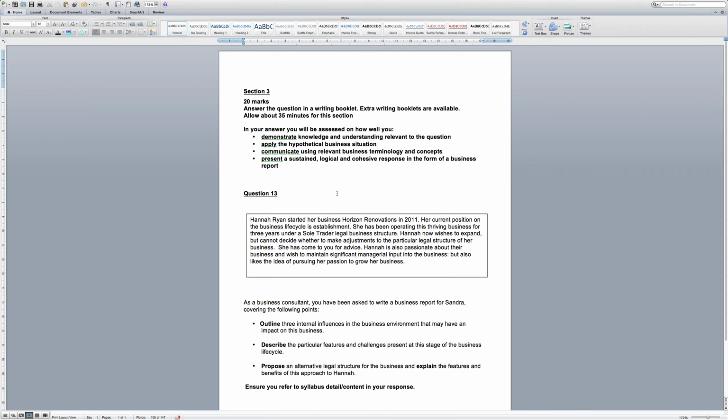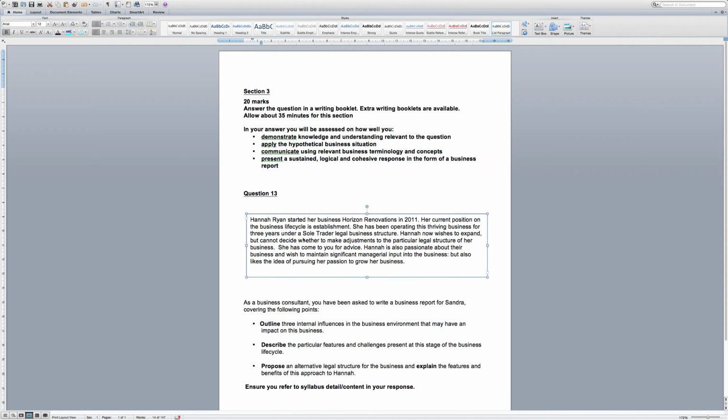The next two are fairly standard, and you'll see these in most business report questions. Communicate using relevant business terminology. That's your sophisticated language that we've been integrating in class. And present a sustained, logical and cohesive response. This is probably one of the more important aspects of the task. You need to be sustained and concise with your responses. It needs to have a logical flow. It needs to be easy to mark.